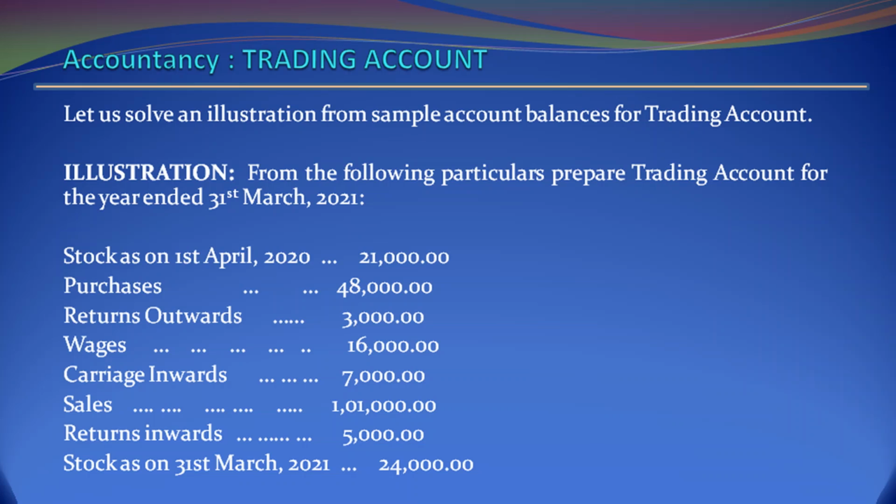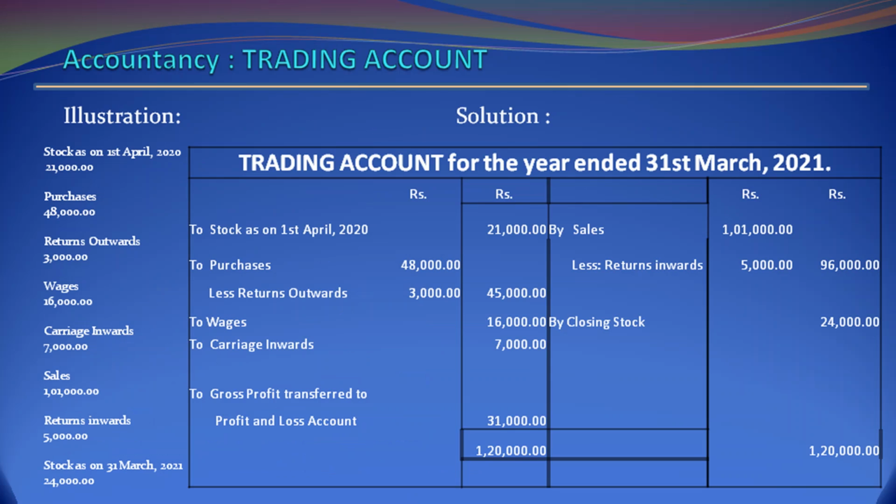Let us solve an illustration from sample account balances for trading account. Illustration. From the following particulars, prepare trading account for the year ended 31st March 2021. Stock as on 1st April 2020, 21,000. Purchases 48,000. Return outwards 3,000. Wages 16,000. Carriage inwards 7,000. Sales 1,01,000. Return inwards 5,000. Stock as on 31st March 2021, 24,000. Let us solve this illustration.